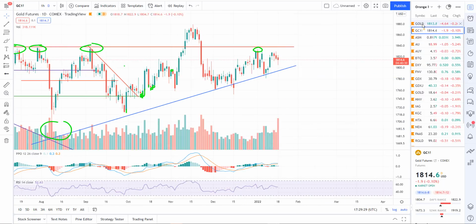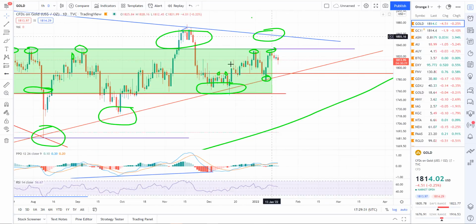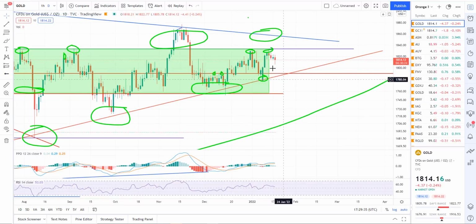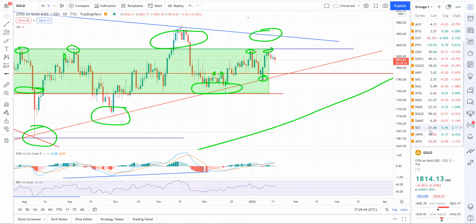Okay, gold. Here's gold bullion, or that's gold futures, but here's gold bullion. Again, just trading within this big range right here. I've got it kind of marked in green. We have no technical breakouts, no technical breakdowns, so more of the same, all right? And we'll just need to wait and see what happens on these.